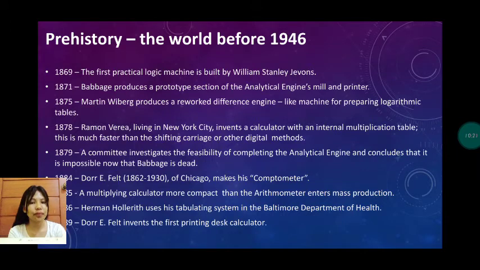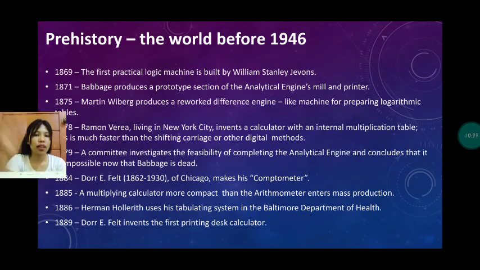In 1884, Dorr Felt (1862 to 1930) of Chicago makes his comptometer. In 1885, a multiplying calculator more compact than the arithmometer entered mass production. In 1886, Herman Hollerith uses his tabulating system in the Baltimore Department of Health. In 1889, Felt invents the first printing desk calculator.